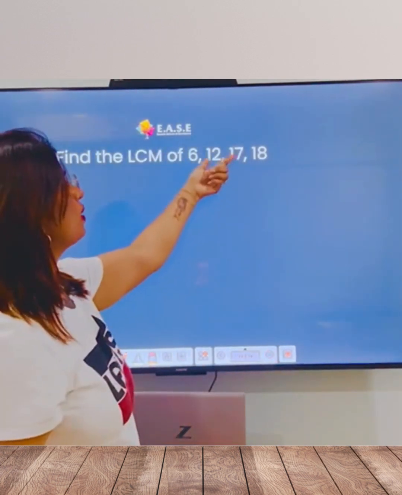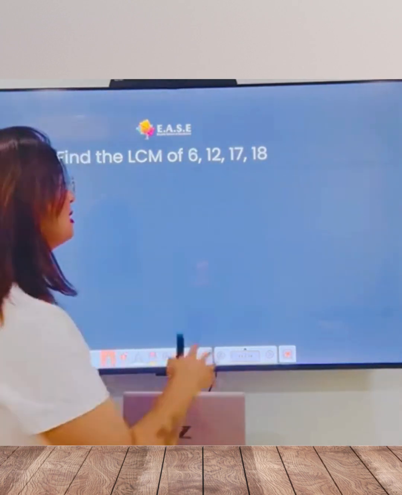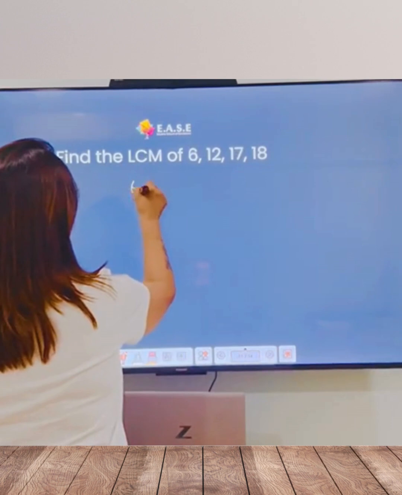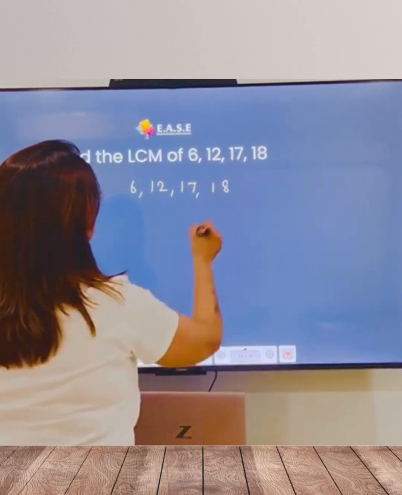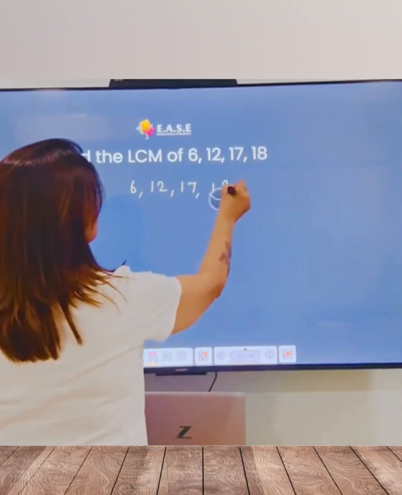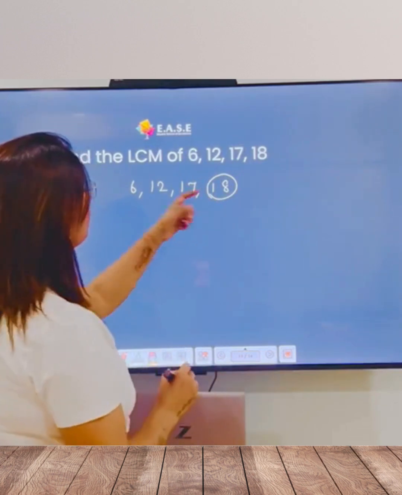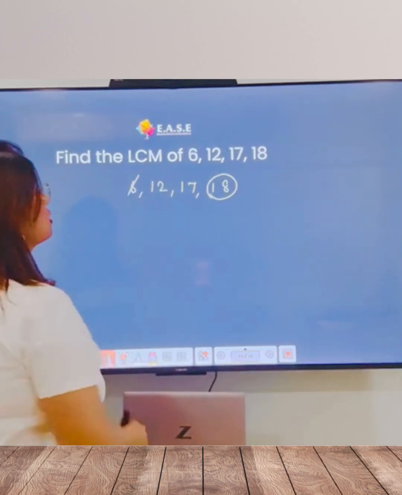We have 6, 12, 17 and 18. This is a typical example where you apply all the methods. Let's check how we do that. Again, we are going to pick up the largest digit, which is 18. Now, will 18 appear in the table of 6? Yes, it will. So you will cut the 6 off.